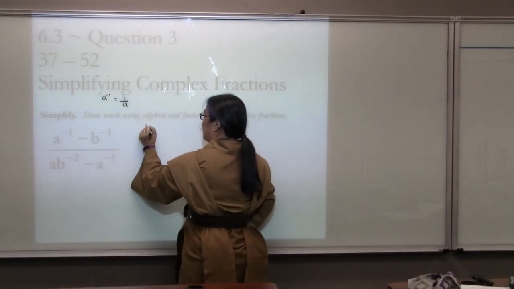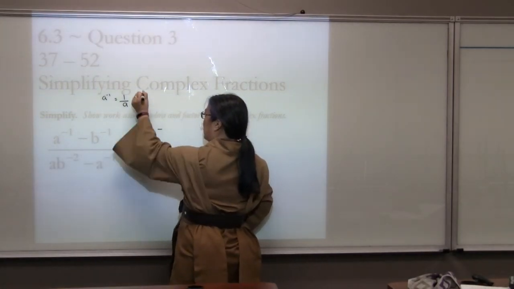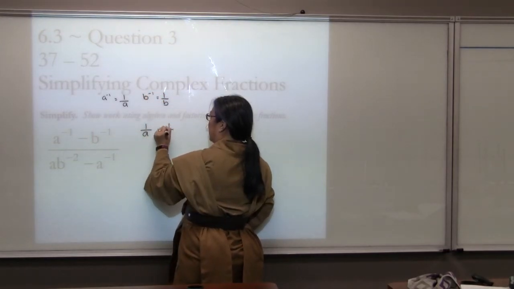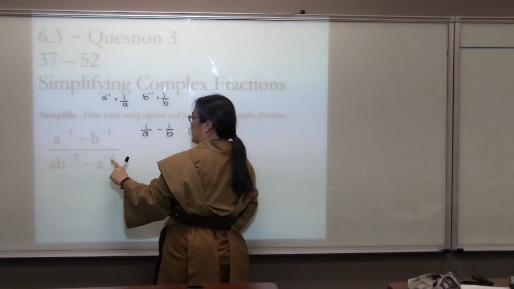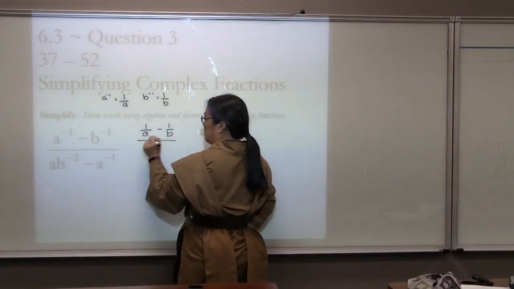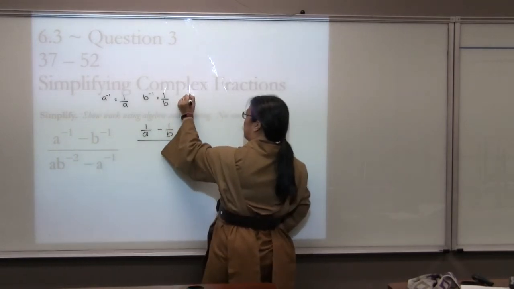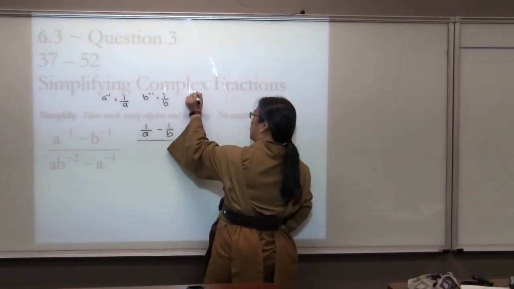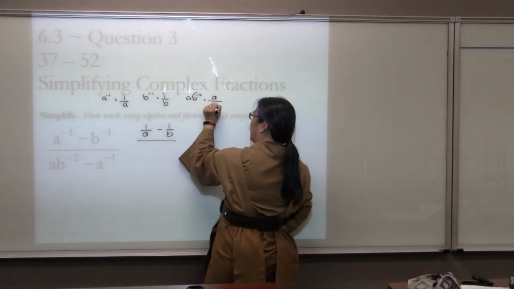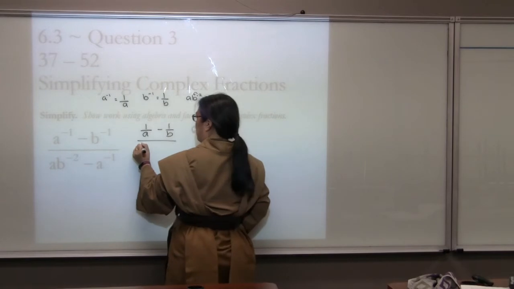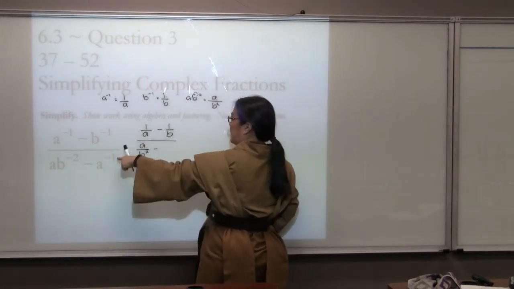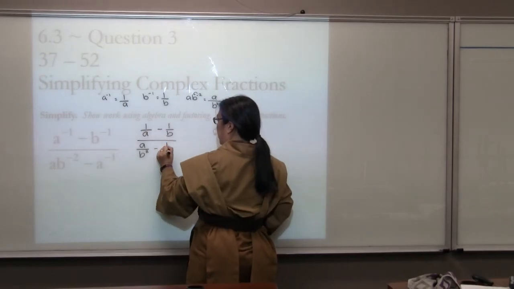This is equal to 1 over a. B to the negative 1 is equal to 1 over b. Because of the adding and subtracting, all they can do is flip to the bottom of its own little term. A, b to the negative 2. The negative only applies to what is right in front of it, so the a would stay on the top, and the b squared would go to the bottom. And a to the negative 1 gives us 1 over a.